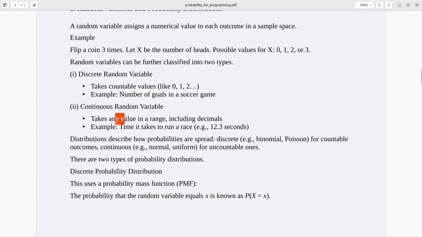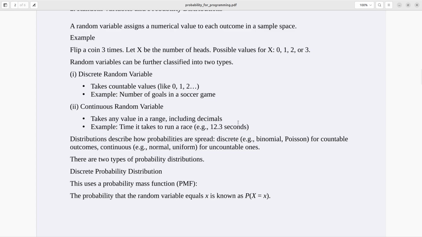Another case is the continuous random variable. It can take any value in a range, including decimals. So if the random variable consists of some continuous values, we are doing a continuous random variable. So for example, if we want to record the time it takes to run a race, the time can usually be a decimal number. So I can say 12.3 seconds, okay? And for this continuous random variable, we can also allow something like 12.37 or even 12.376. So the numbers to be contained in a continuous random variable can be just any real number in a given range, okay? So for this situation, we have the continuous random variable.